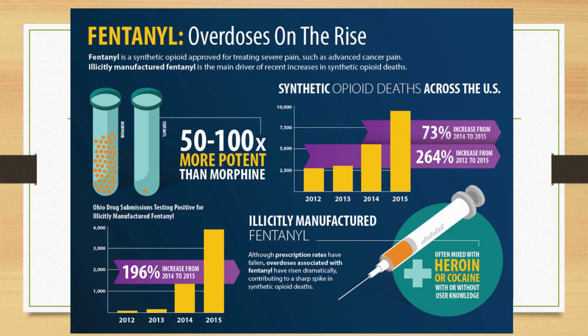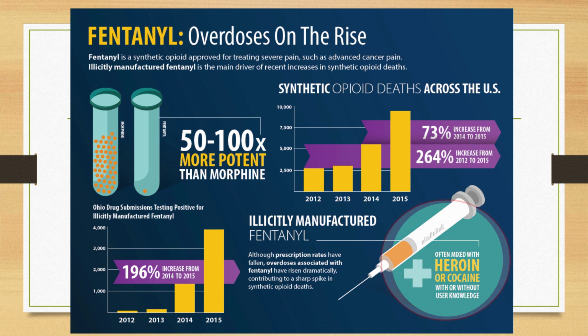Here's a little graphic I want to show you to give you an example of how this works. Over here on the left, you have these two little test tubes. This one is an example of 1 dose of fentanyl, and this is how many doses of morphine it would take to equal 1 dose of fentanyl. This is a visual representation. Here you have some numbers, and it shows that from 2012 to 2015, there's been a 264% increase in opioid deaths, people overdosing on opioids.